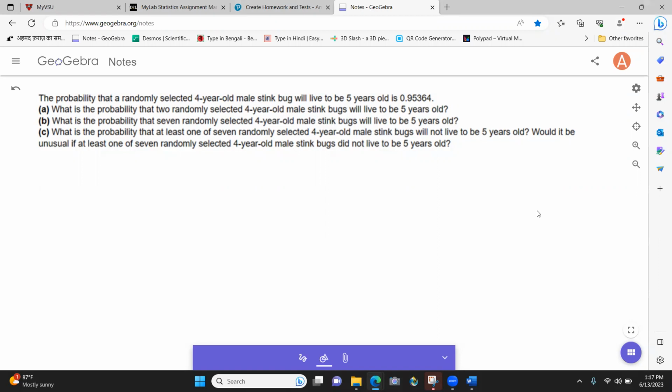All right. The probability that a randomly selected 4-year-old male stink bug will live to be 5 years old is 0.95364. Okay. Highly likely that the bug will live for more than 5 years. Fine. What is the probability that two randomly selected 4-year-old male stink bugs will live up to 5 years old? Well, I'm going to assume independence, and it's kind of an assumption.